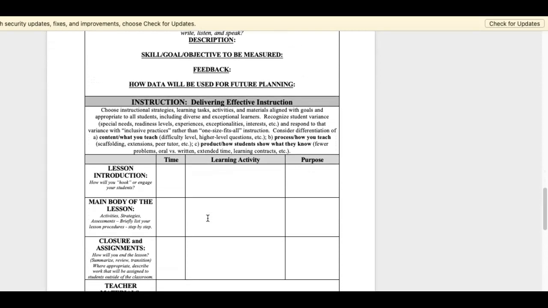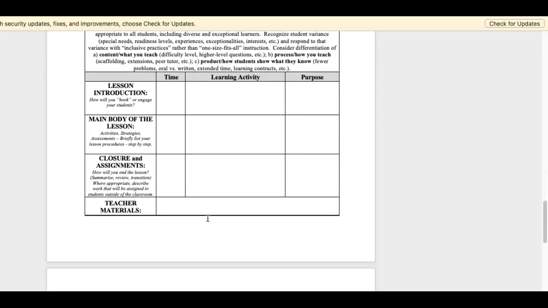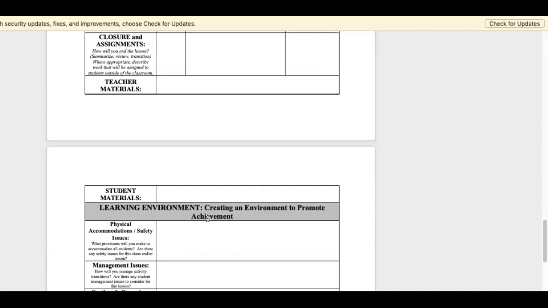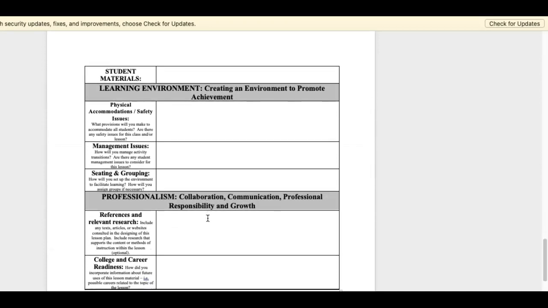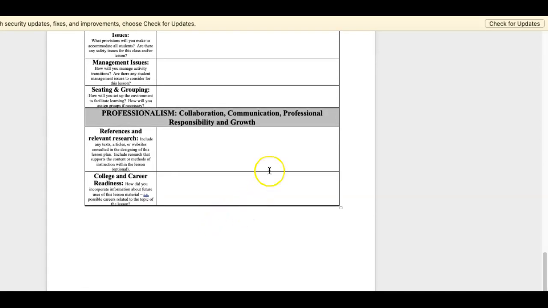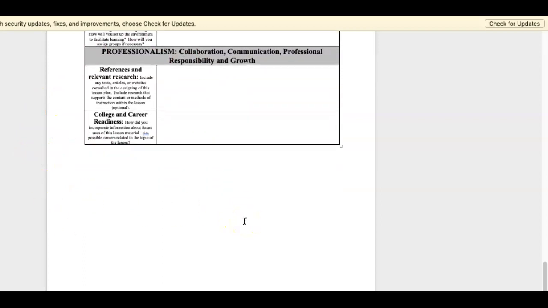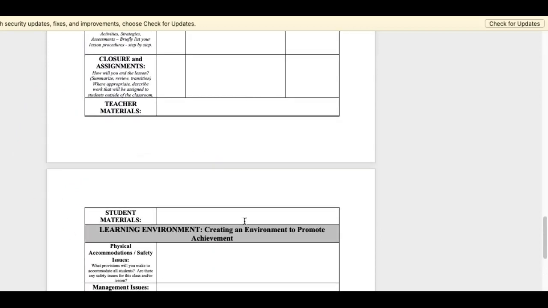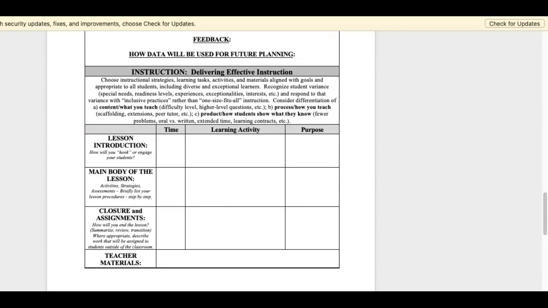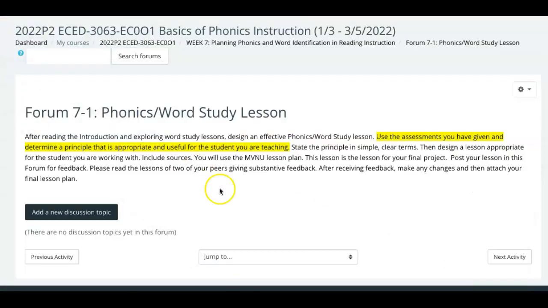Here is the delivery of your instruction. And please be sure that you fill out references and research and college and career readiness. If you have any questions about this, please ask. Thank you.